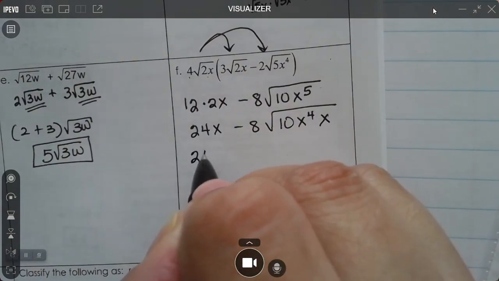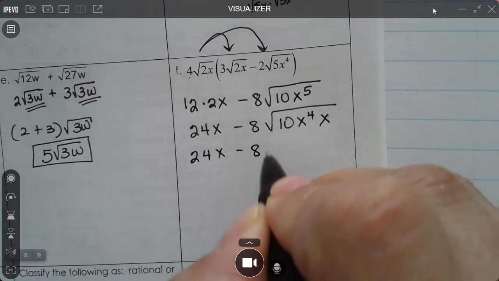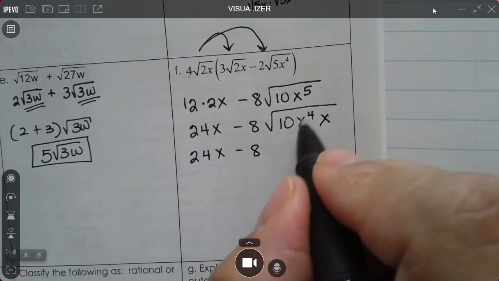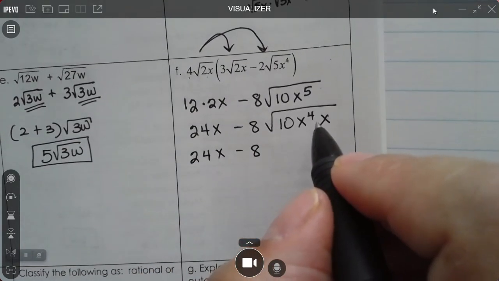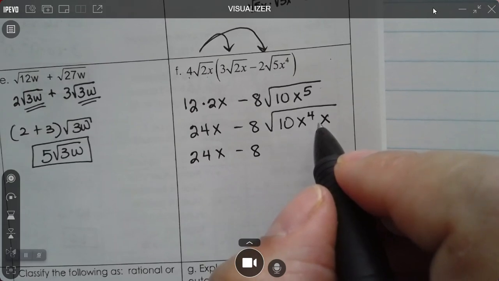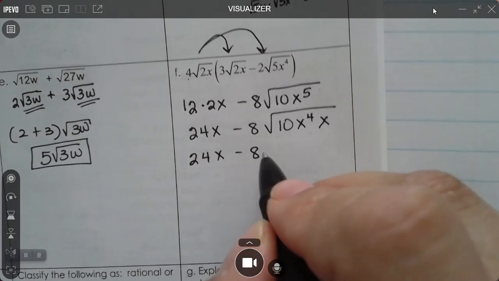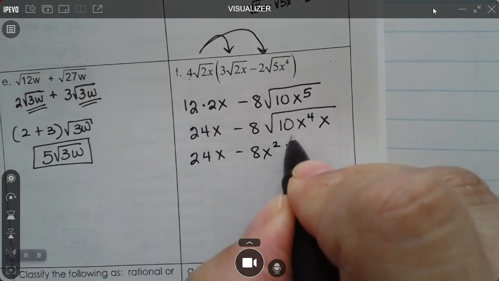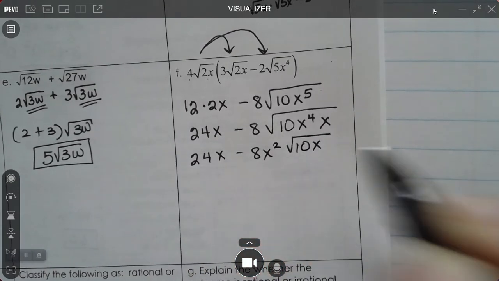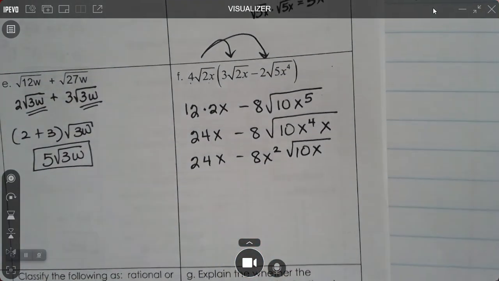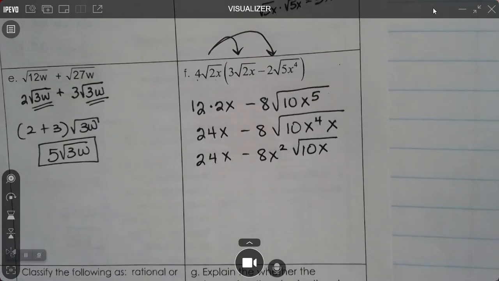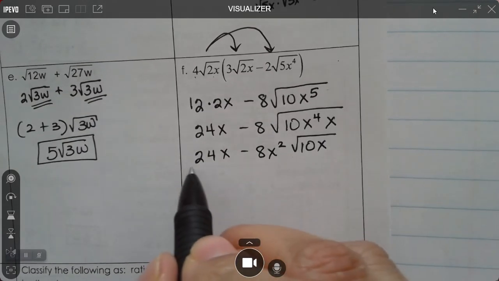All right. X to the 4th is even. What's 4 divided by 2? 2. So this comes out as x squared. And I really think that's it because I don't think those are like terms.